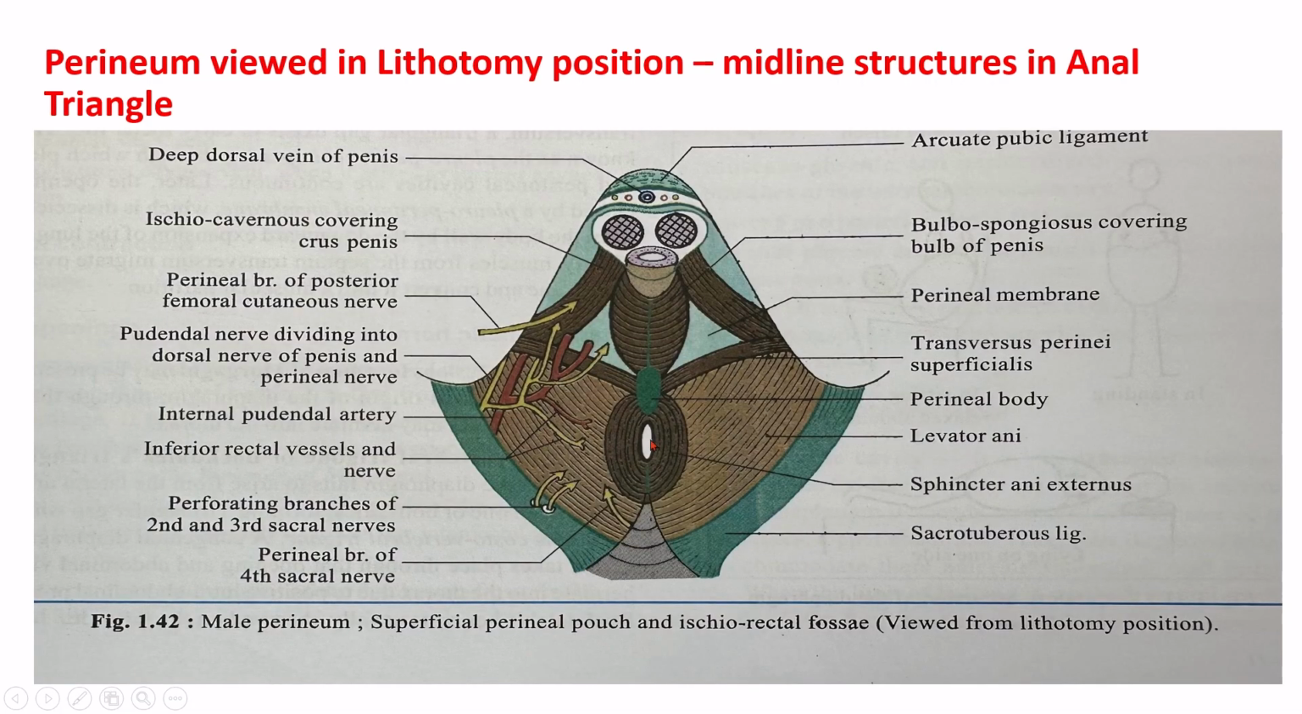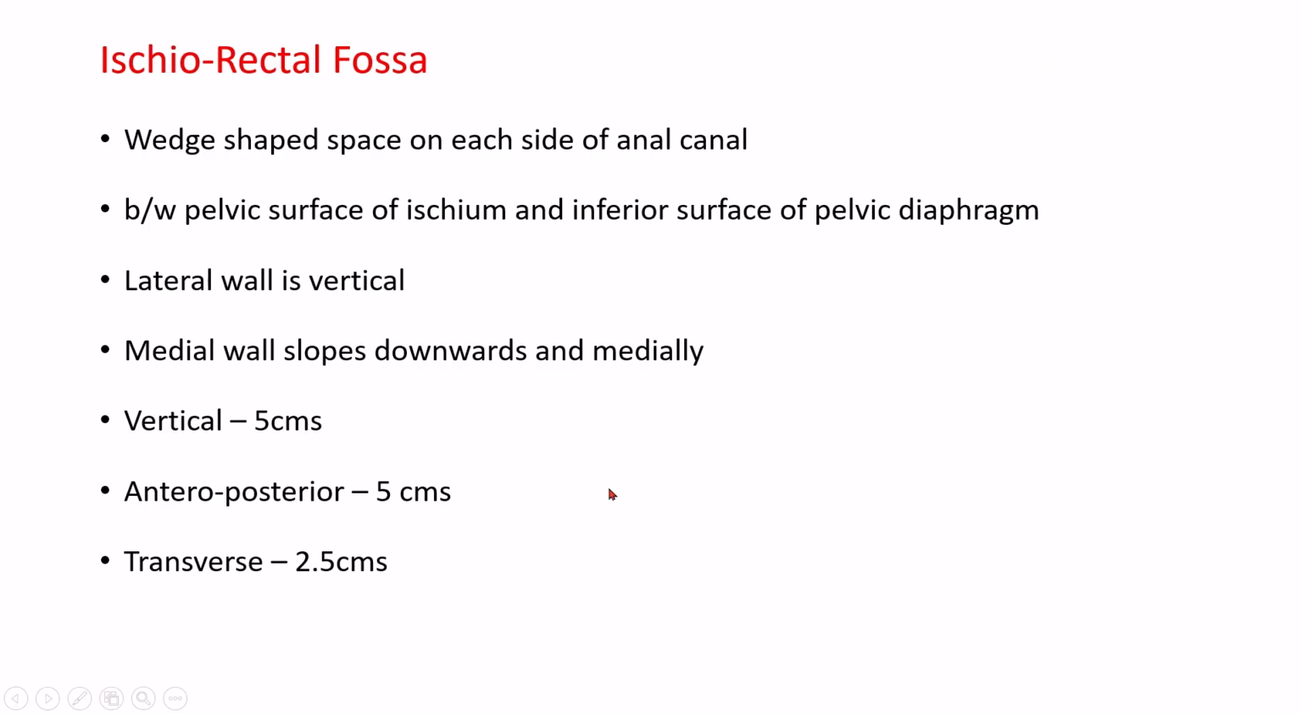You can see here the anal triangle, where this is the perineal body in the midline, and the anal canal, which is surrounded by the sphincter ani externus, and this is the coccyx. Here you can see the anococcygeal raphe. On either side, there is a wedge-shaped space below the levator ani or the pelvic diaphragm. That will be the ischiorectal fossa.